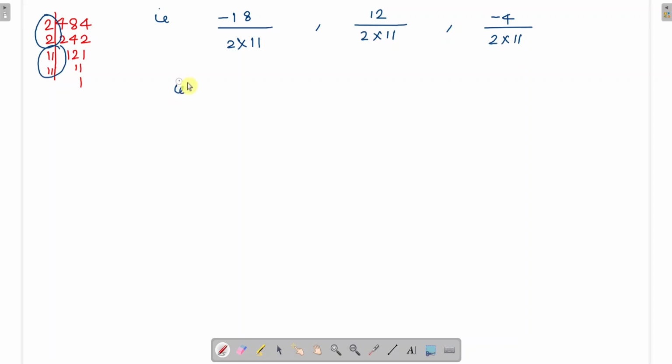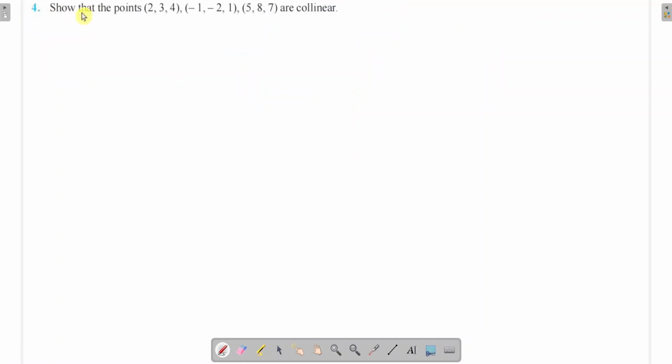So that is 2 1s are 2, 2 9s are 18, 2 1s are 2, 2 6 are 12, 2 1s are 2, 2 2s are 4. So minus 9 by 11, comma, 6 by 11, comma, minus 2 by 11. Okay, so these are the direction cosines of the line. So we have solved the third problem. Now let us go to the fourth.